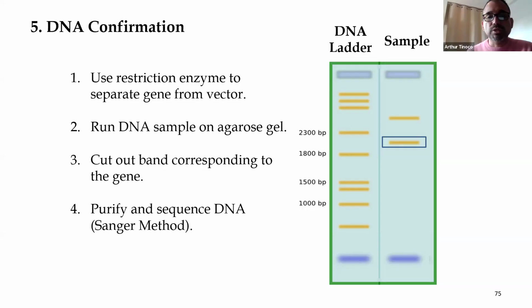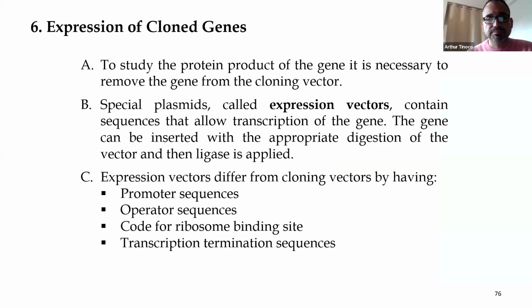Well, what's next? Well, you want to purify the DNA. So purify and sequence the DNA. The sequencing process is typically, or traditionally, done by the Sanger method. I'm not going to go into this process, but it basically gives you the primary structure, the nucleotide arrangement of the DNA, and that would let you know whether you're successful in getting the DNA of interest.